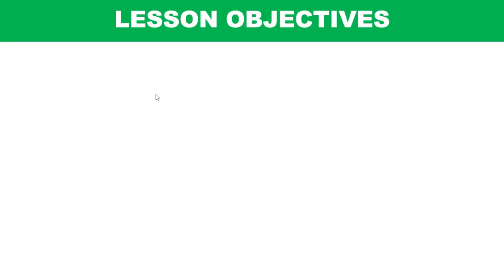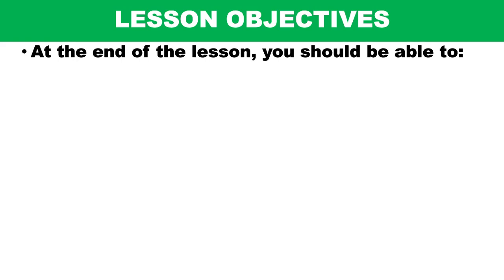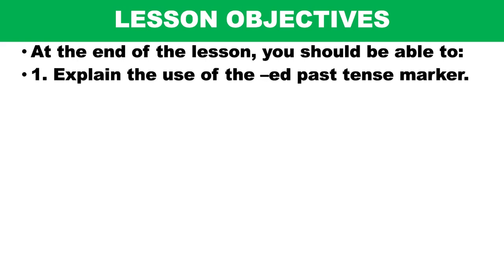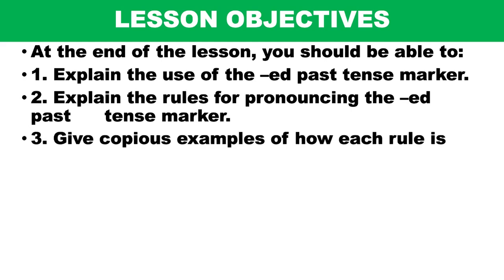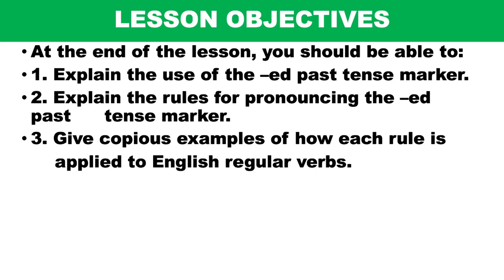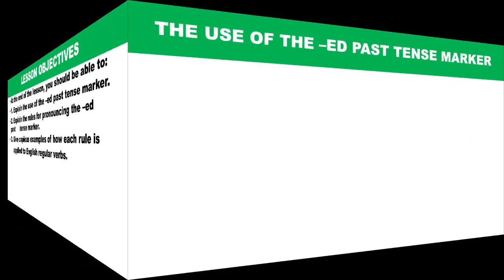First, a quick look at the lesson objectives. At the end of the lesson, you should be able to do the following. 1. Explain the use of the ED past tense marker. 2. Explain the rules for pronouncing the ED past tense marker. 3. Give copious examples of how each rule is applied to English regular verbs.